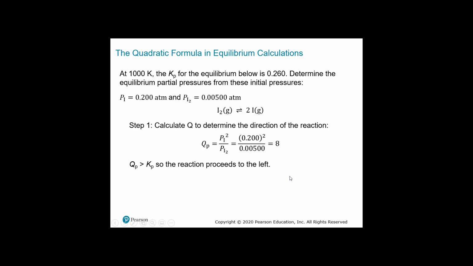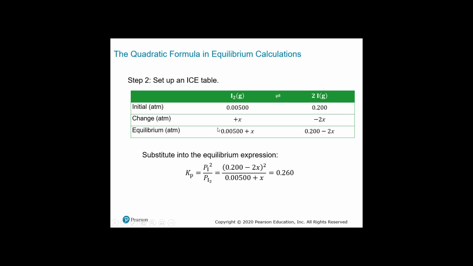Okay, so on this one, at 1000 K, sorry, I was thinking of something else. At 1000 Kelvin, the equilibrium constant for partial pressure for the equilibrium below is 0.260. Determine the equilibrium partial pressures from these initial pressures. So we're given the initial pressures. We have our reactants. We calculate Q, which is set up exactly the same as for the equilibrium, and it gives us an 8. So this is larger than K, so this reaction is going to proceed to the left.